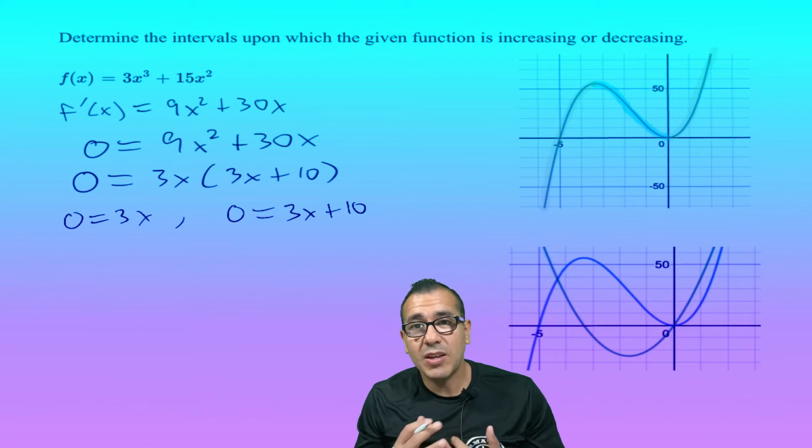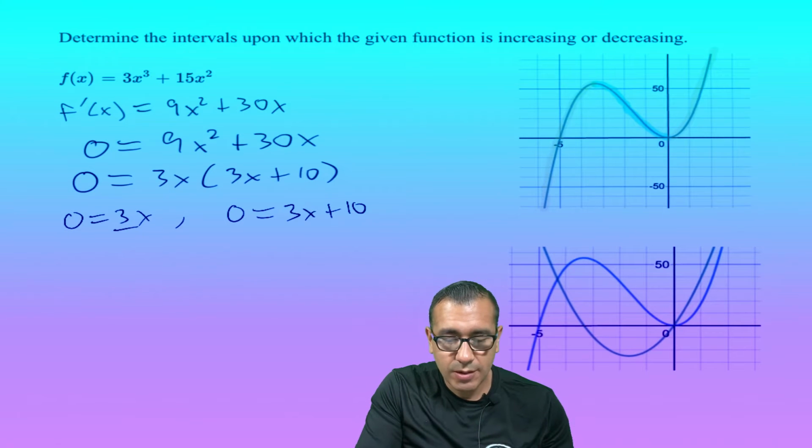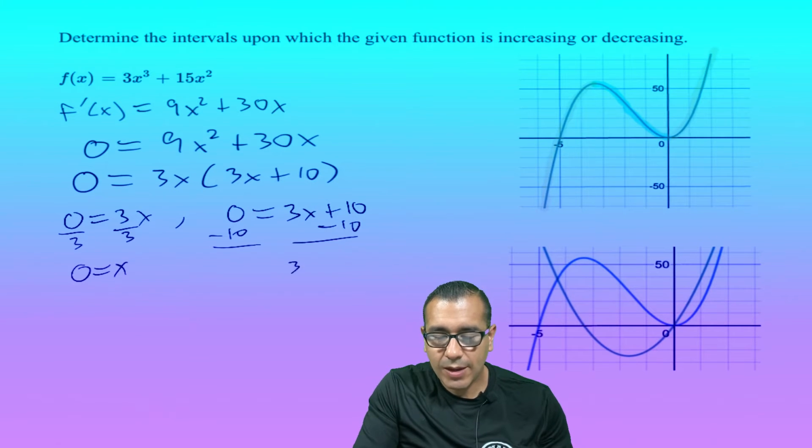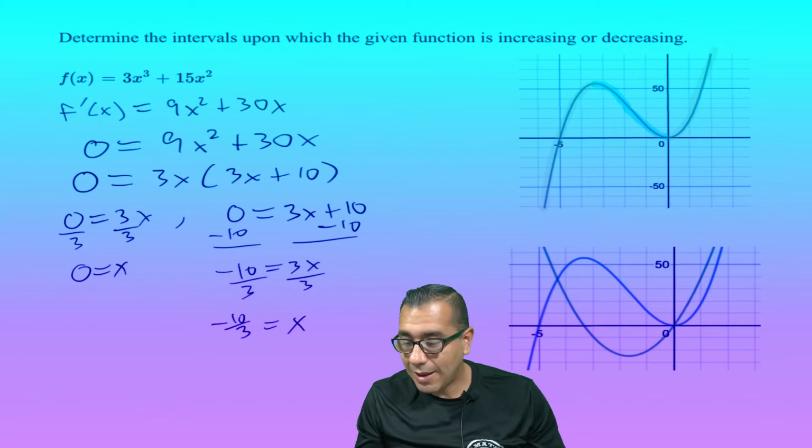So we're going to solve each one of those equations. Divide by 3, divide by 3. So we get x equals 0. Subtract 10 here, subtract 10 here, and we get 3x equals negative 10. Then of course we're going to divide 3 from both sides, and we're going to get x equals negative 10 thirds. So what do you know?